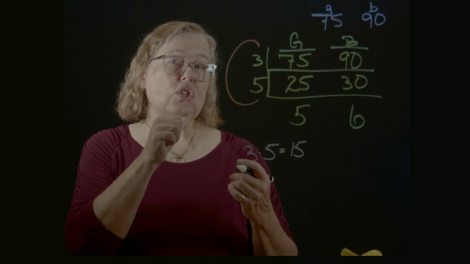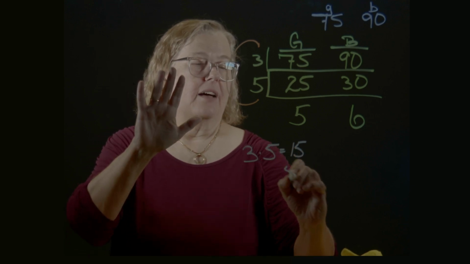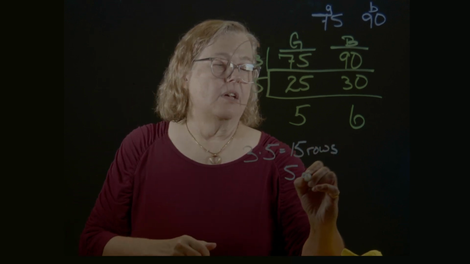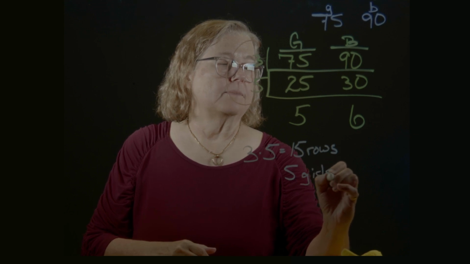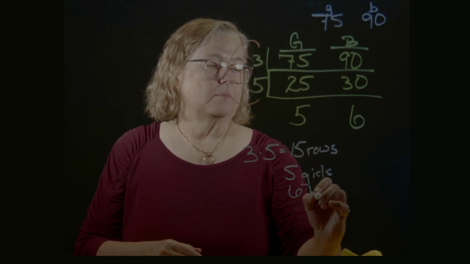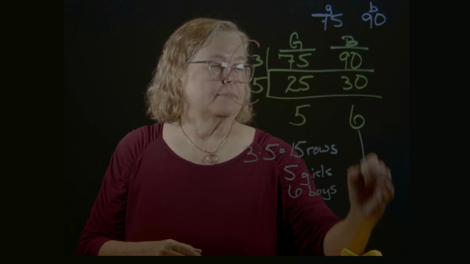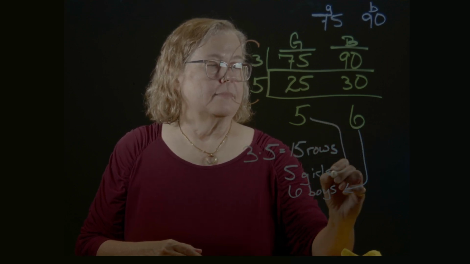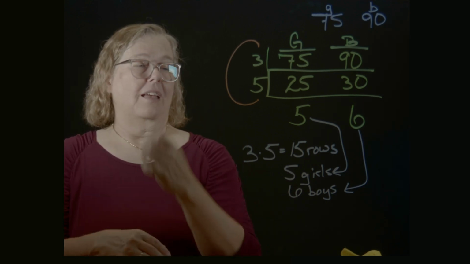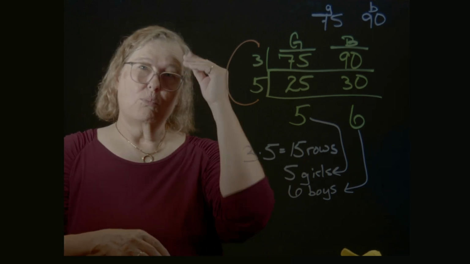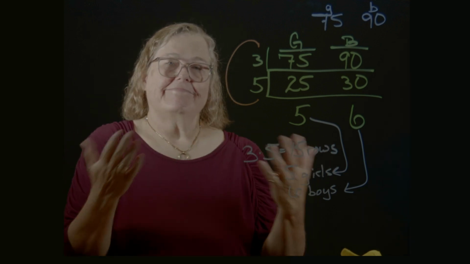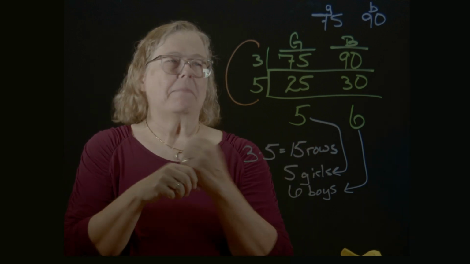How many girls? 5. 15 rows, 5 girls, and 6 boys. So we have 15 rows, 5 girls, 6 boys in each row. All right, GCF makes it easy.